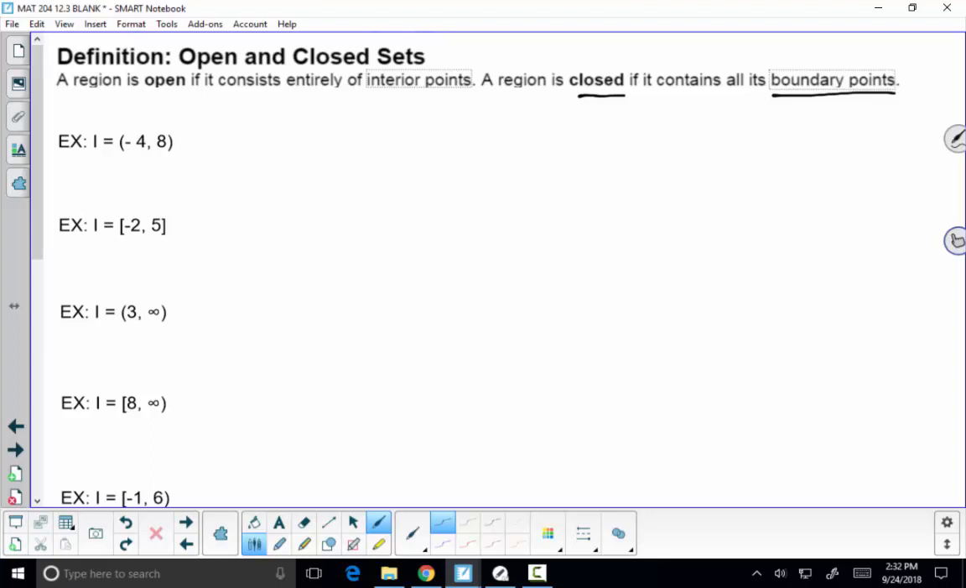I'm scared. I thought there were two choices. No, there's more than two choices. If something is not open, it doesn't mean it's closed. What? Give me an example. Is that open? No. It's clopen. It's not clopen either. Why not? Because clopen means it's open and closed.